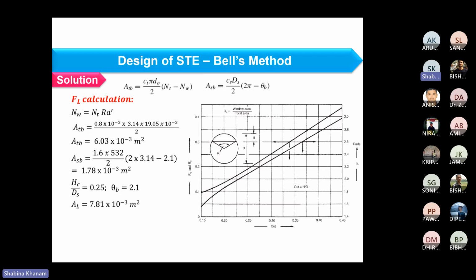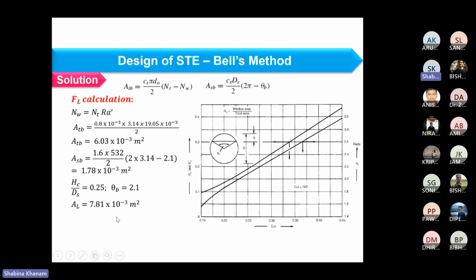So it will be seen at baffle cut, not bundle cut. Please keep that in mind. So 0.25, whatever value is coming, 25% baffle cut we have taken, right? Based on that, whatever value is coming, that you can see as theta B, which is 2.1. Putting all these values in this, you can find out ASB, which is 1.78 into 10 power minus 3.